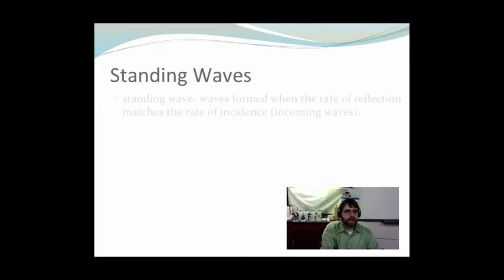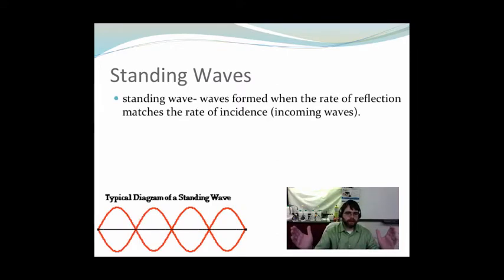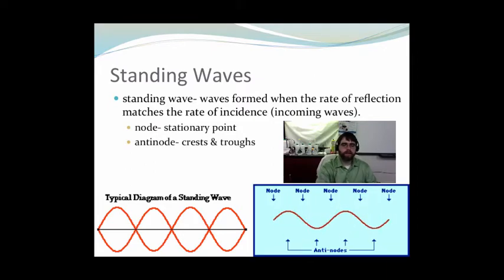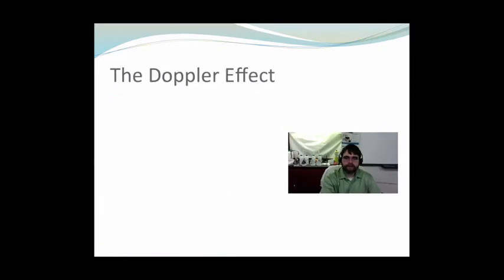If the conditions are just right, you can get something called a standing wave, and a standing wave forms when the rate of reflection, that is, waves can reflect and bounce back into their original medium, matches the rate of incidence, or the incoming waves. And so the rate of waves coming in matches the rate of waves coming back out, and you can end up with a wave that appears to stay stationary. And this creates things called nodes, which are the stationary points along the midline, as well as antinodes, or crests and troughs. You end up with a wave that appears to be staying still, but the energy is still going back and forth. Really, it's just interfering with itself in a perfect way. But that's a standing wave.